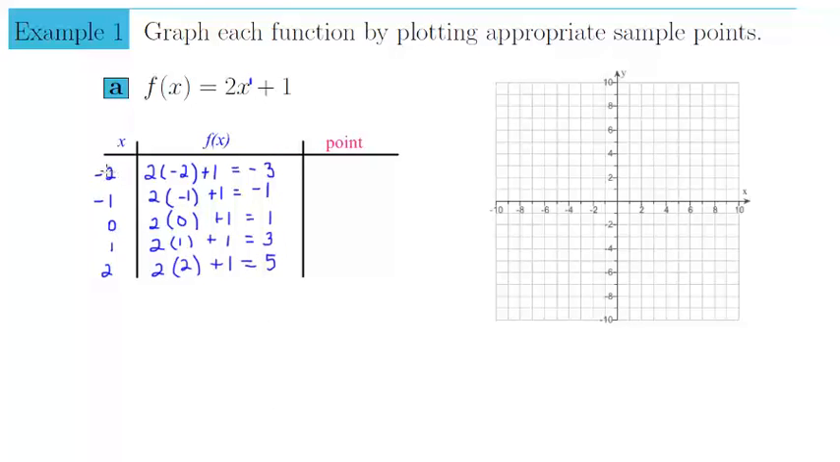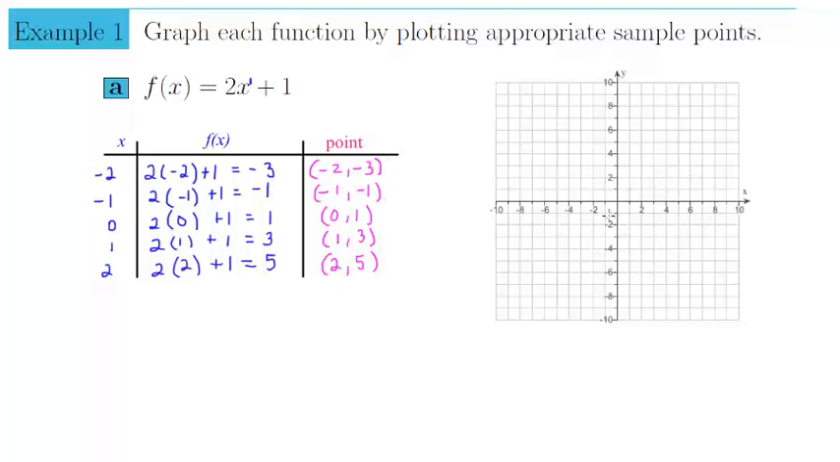I took each of these x values, -2, -1, 0, 1, 2. I plugged them into my function for x, and then I calculated what my y values had to be. So then each of these gives me a point on my graph. The first line here tells me that -2, -3 is on my graph. Then -1, -1, etc. So here are all my points.